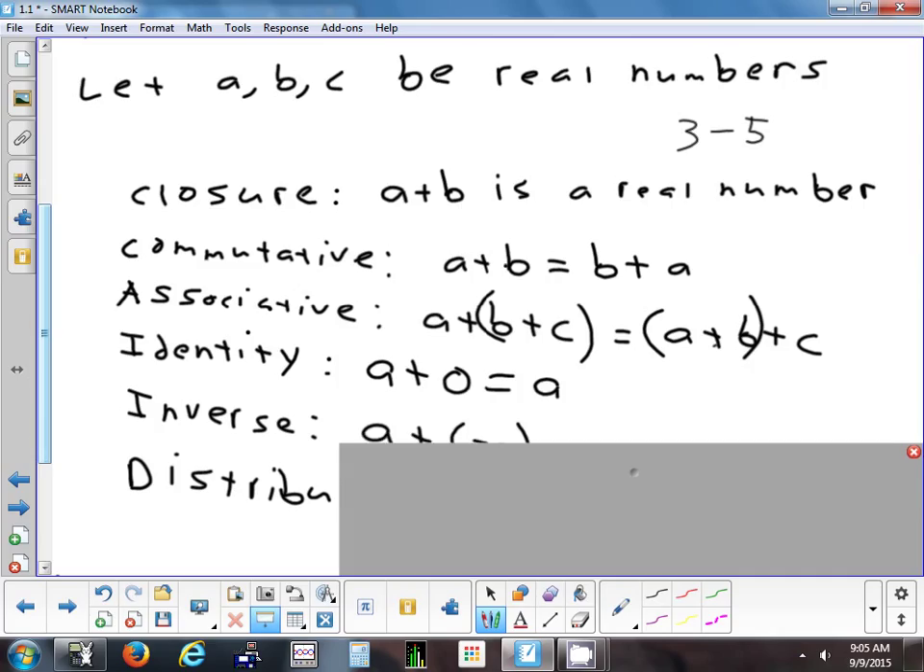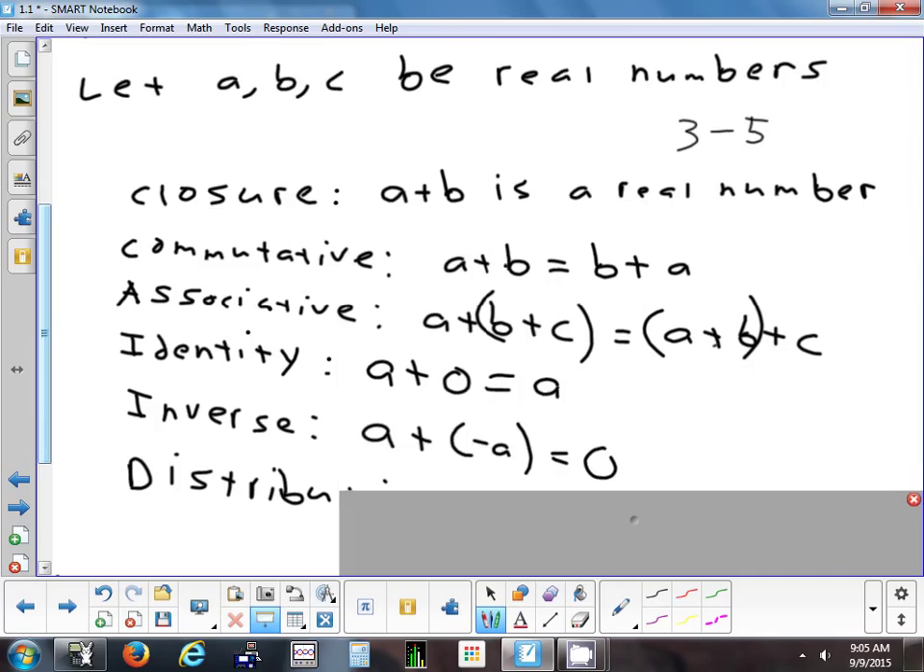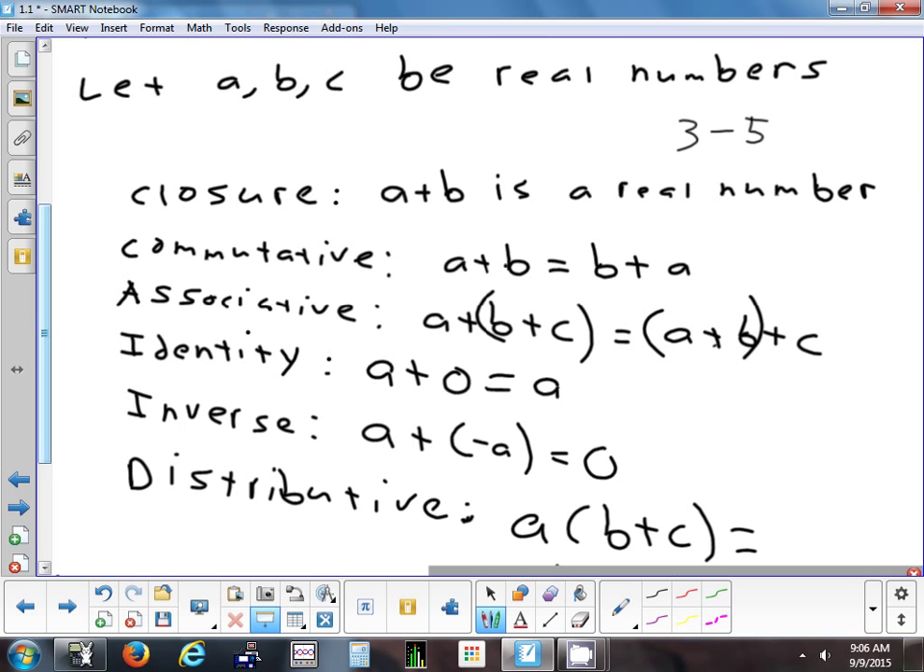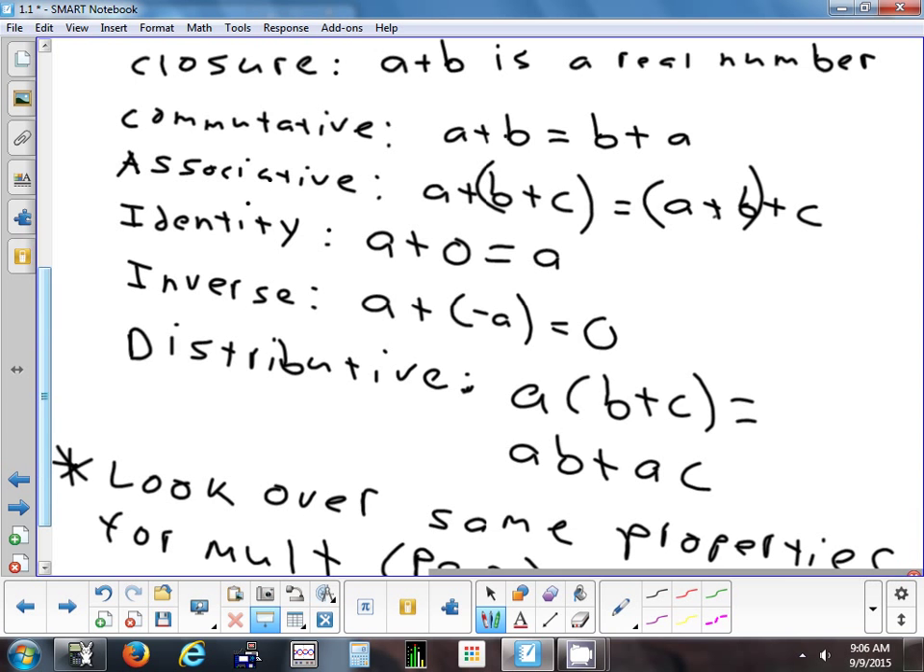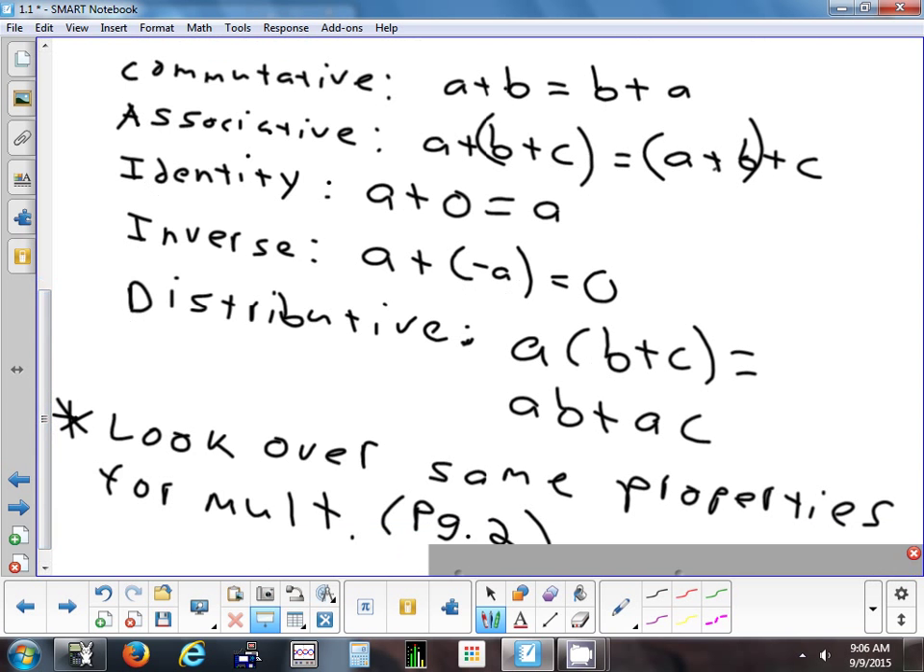The inverse property basically just says if you add opposites together, you get 0. It's kind of like you have something and then the inverse of it, or opposite of it. So if you add inverses, you get 0. And then the last property is distributive. Distributive basically means we take what's on the outside and we multiply it to the numbers on the inside.